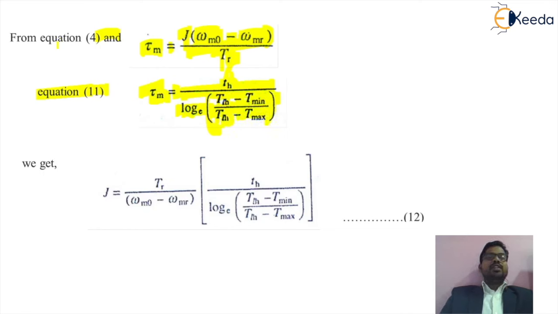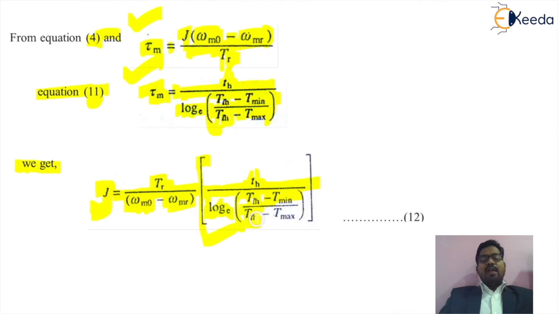So from equation number 4 and equation number 11, we are getting one of the important equations for J, the polar moment of inertia of the flywheel, equal to TR, that is the rated torque, divided by omega m0, the no load speed, minus omega mr, the rated speed, in bracket TH, the timing for the high load torque, divided by log to the base e in bracket TLH minus T minimum divided by TLH, the load torque for the high applications, minus T max, whole bracket complete. This will be treated as equation number 12.